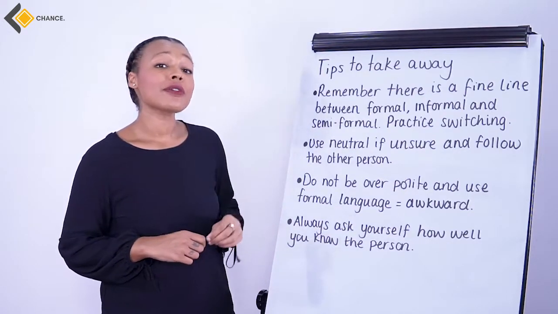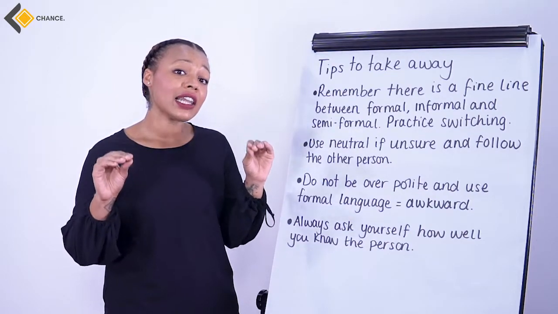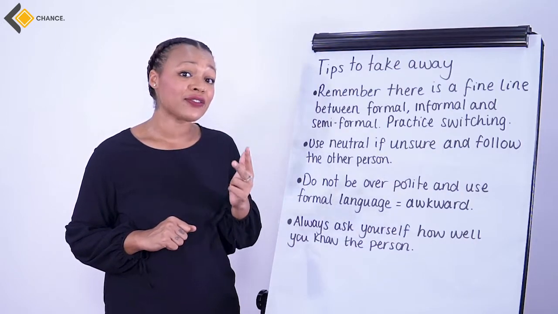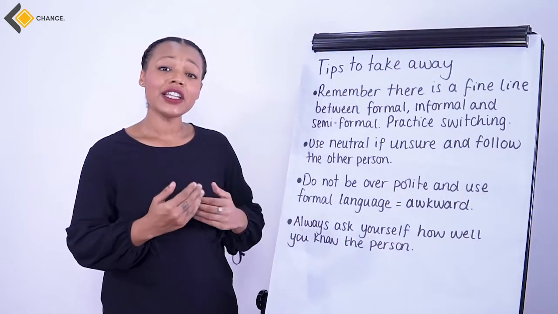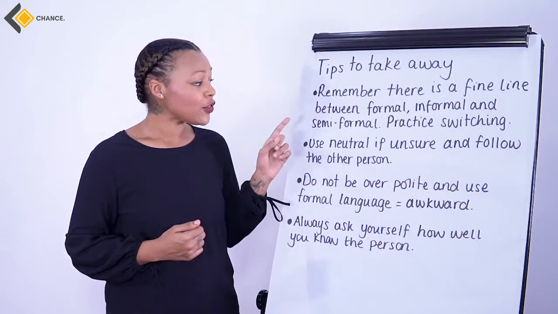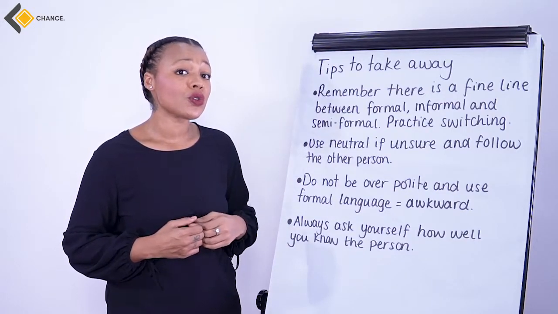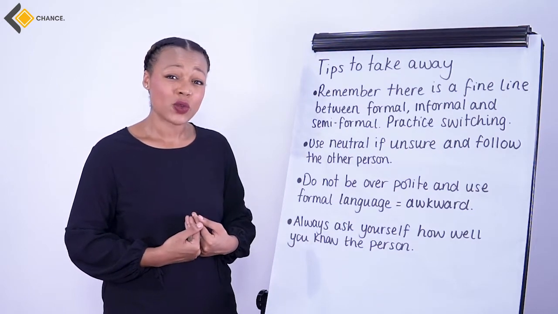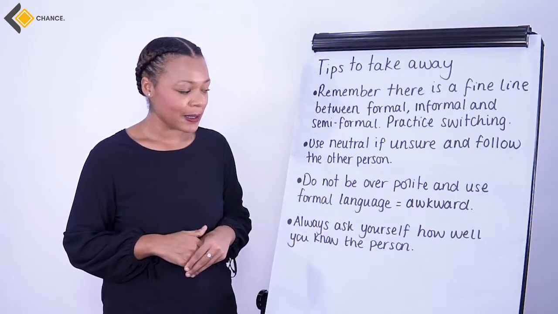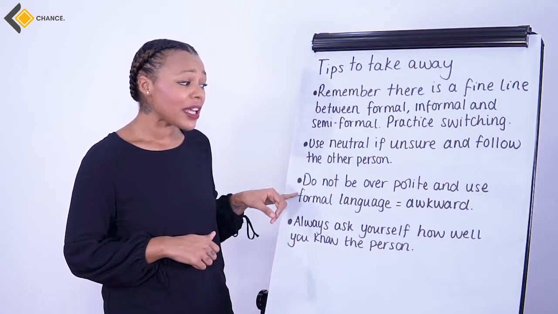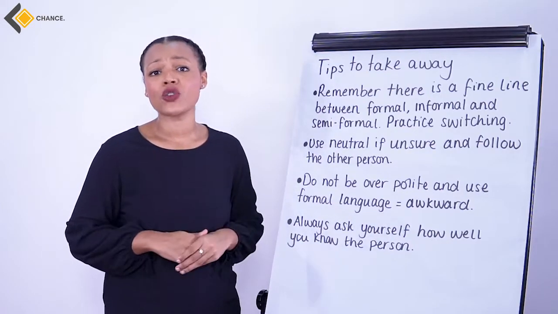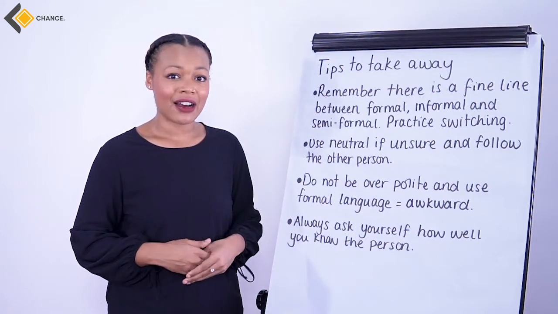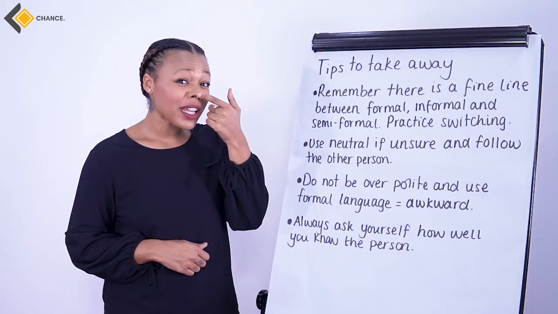Now, you need to remember that there is a fine line between formal, semi-formal, and informal English. In your interactions, if you are unsure, then you should use neutral and follow the person that you're speaking with. This way, you can't cause offence. Do not be over polite. Many students think that the more formal they are, the more polite they are. And remember my point about being a snob.